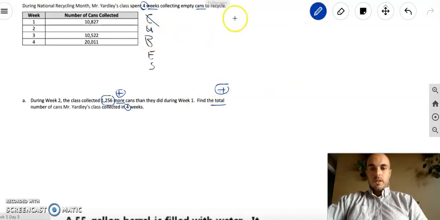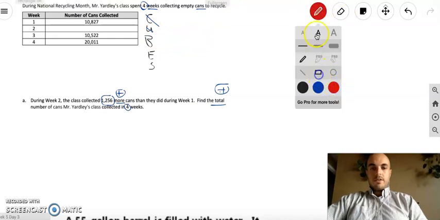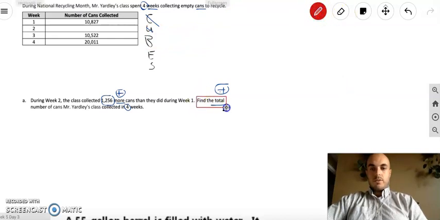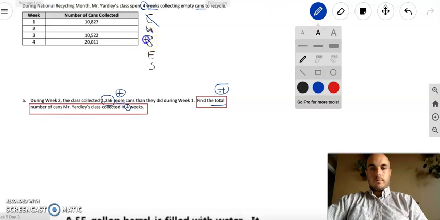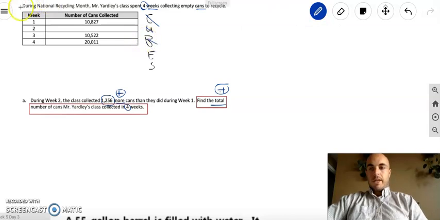So let's now box what's being asked of us. We need to find the total collected in 4 weeks. We can eliminate during National Recycling Month, even the name of the class. We don't care that much about that. It's not pertinent to solving the equation or answering it.